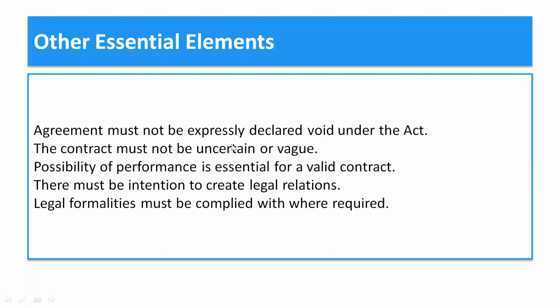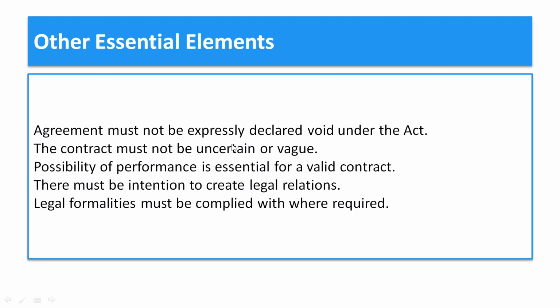Apart from these main requirements, that is free consent, competent parties, and lawful consideration and lawful object, there are other essentials which you should also remember. The agreement must not be one which is expressly declared void by the Indian Contract Act. Some agreements are void from the beginning and the law clearly refuses to enforce them. The terms of the agreement must also be clear and certain, because if the agreement is vague or confusing, the court will not be able to enforce it.